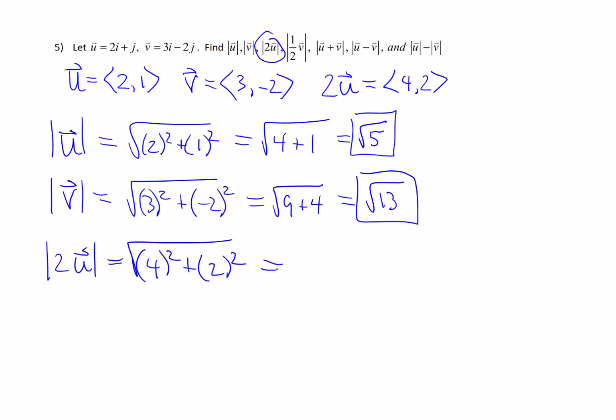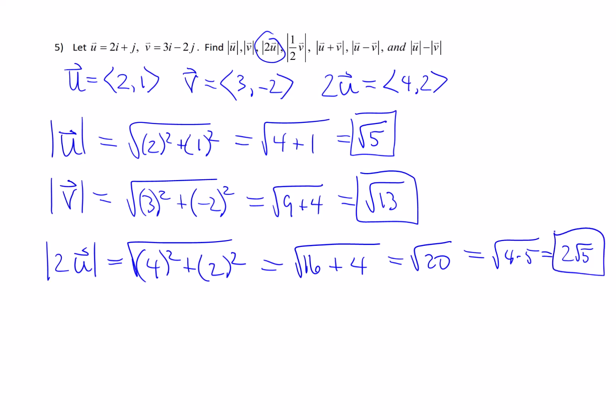So then we'll simplify this to be the square root of 4 squared is 16, 2 squared is 4. So we're looking at the square root of 20, which we should reduce. So remember, 20 is really 4 times 5. If you go back to some algebraic simplification here, this would be 2 times the square root of 5 for the magnitude of 2 times vector u.